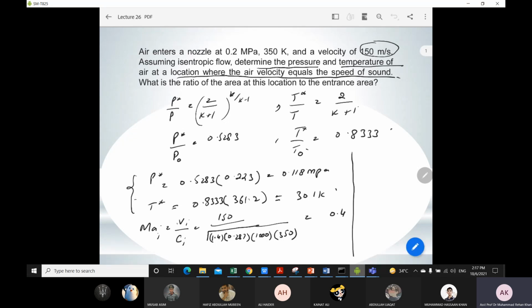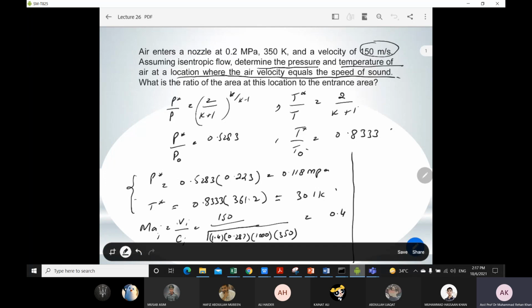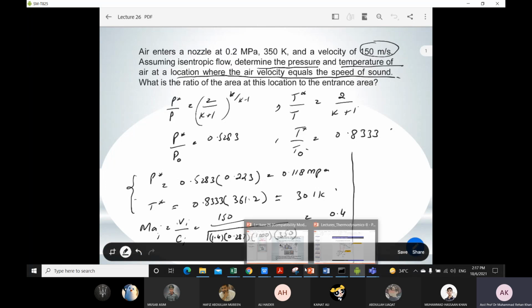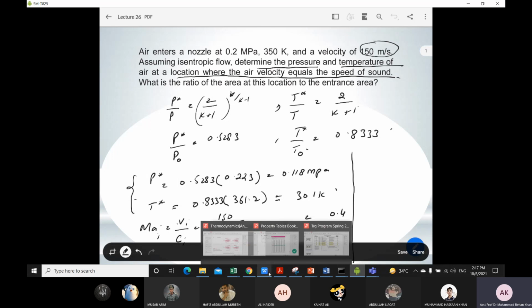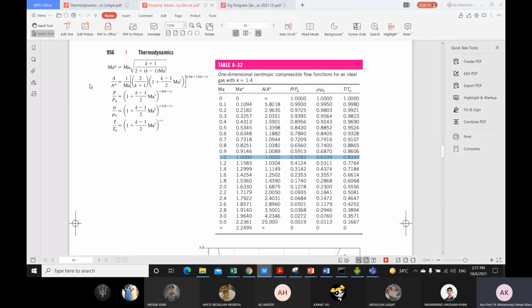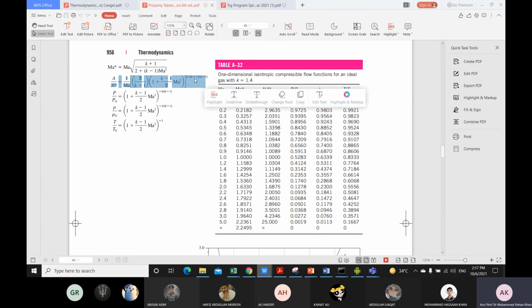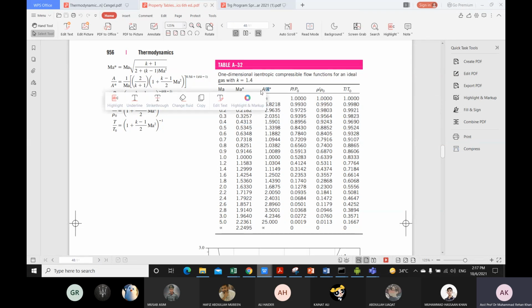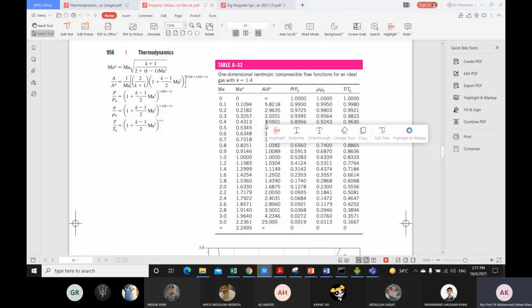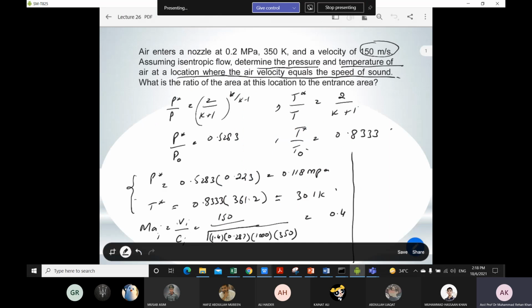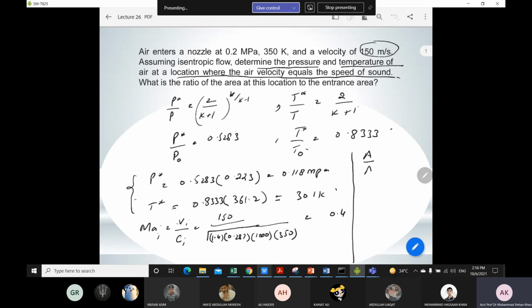So simply what you have to do is either plug the values into the formula, which we already know, or go to the thermodynamic table and find the value against it. This is the A by A star formula mentioned over there. You can just plug in the value and get it, or look into the table at Mach number 0.4. Our A by A star value is 1.5901. So simply write down the value of A by A star. This is A inlet basically.